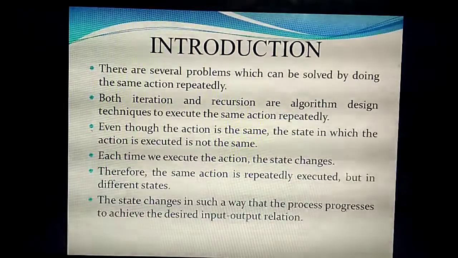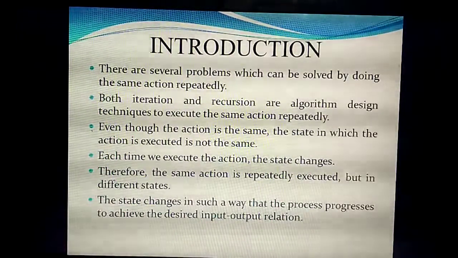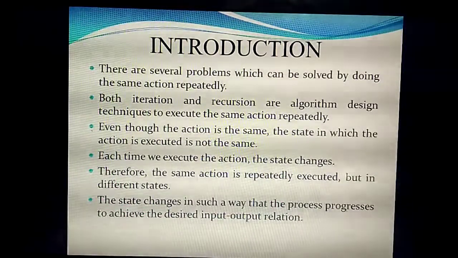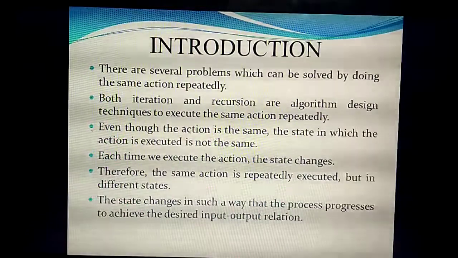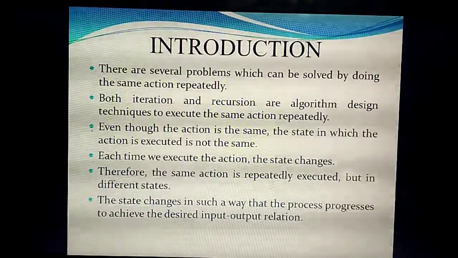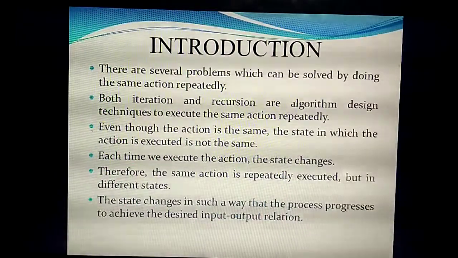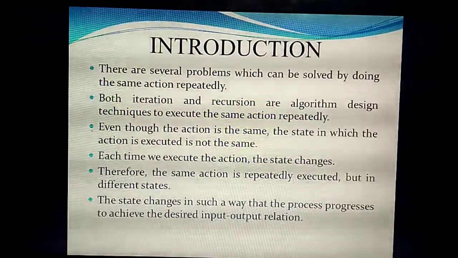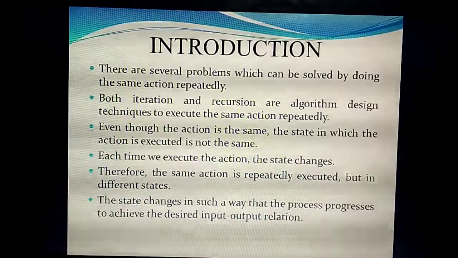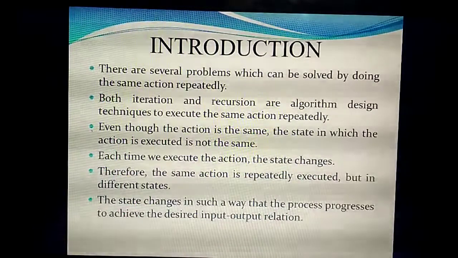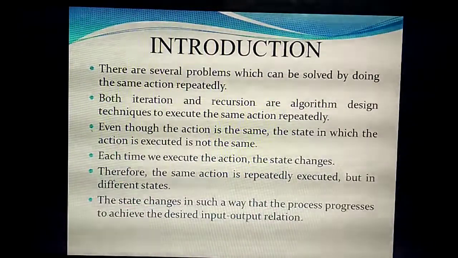Okay. But if you need to get the proper input-output relation, the state must change. That means till green color is there, you need to walk. Then till red color is there, you need to stop. So that's the input-output relation. Based on the state changes, you will get the input-output relation. Understand? So these are the introduction about iteration and recursion.